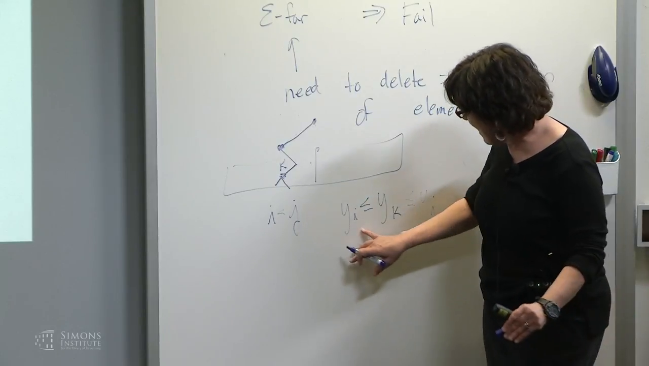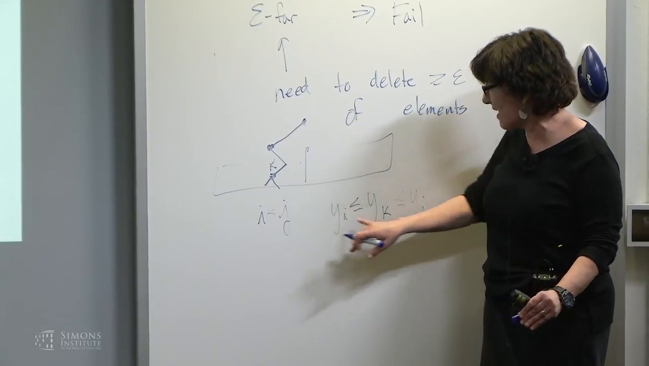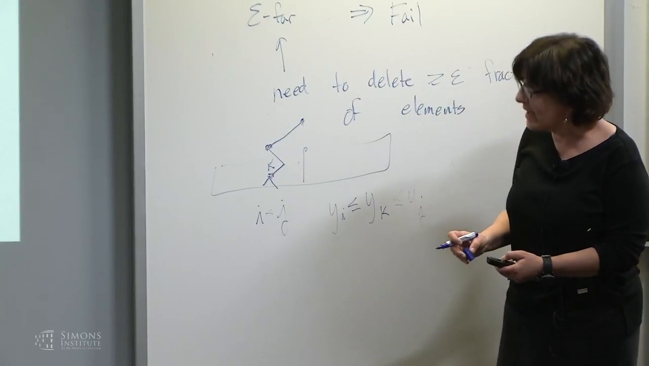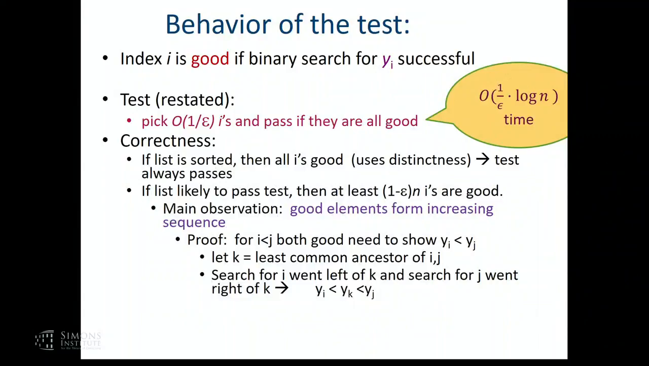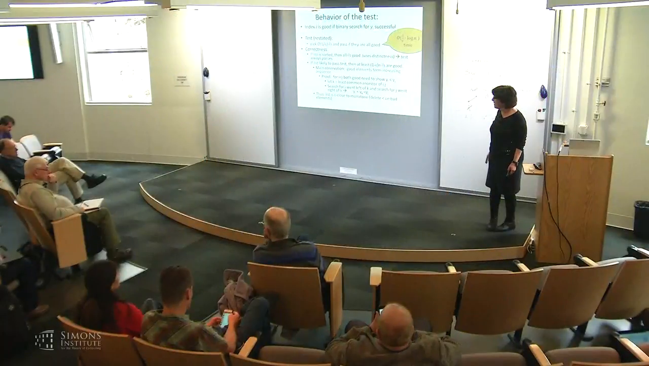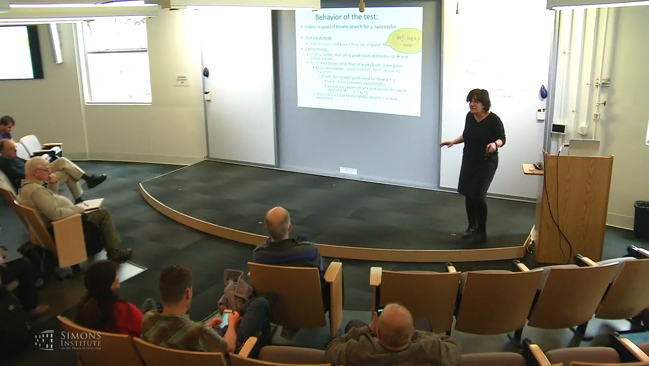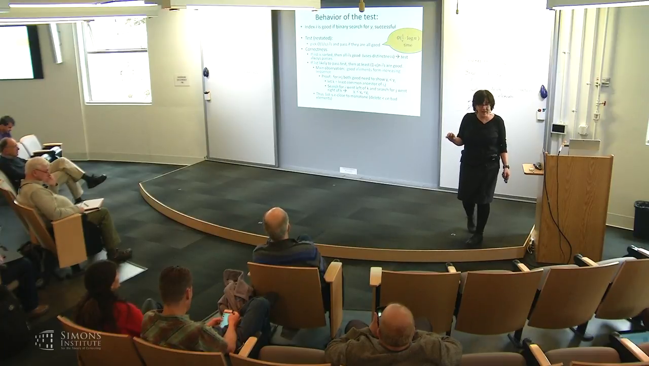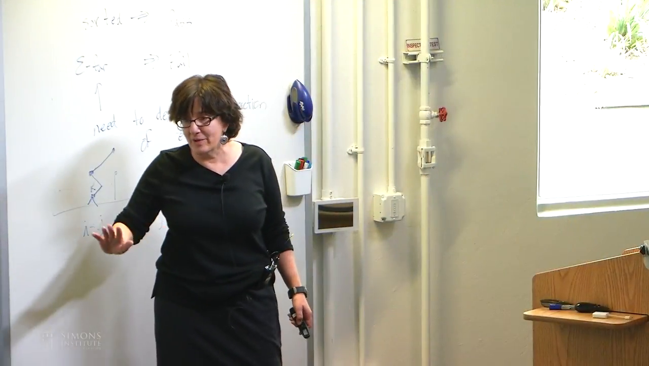That's all we're doing. Because this is smaller than k and this is bigger than k, y sub i must be less than or equal to y sub j. So great, it means they're in the right order. If I take any group of good elements, of which I have a 1 minus epsilon fraction, they're all pairwise in the right order, and that means I have a large monotone increasing subsequence of size 1 minus epsilon times n. So that's all I have to do. Questions on this? To make this list monotone, all we have to do is delete the epsilon times n bad elements, and then we're done.